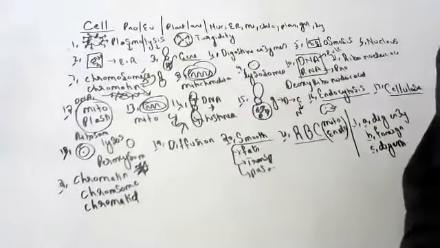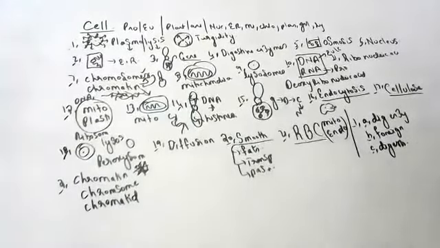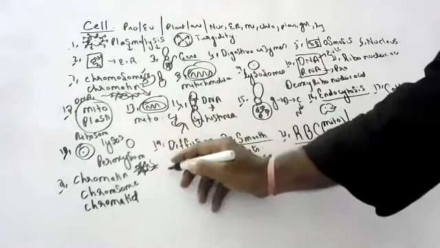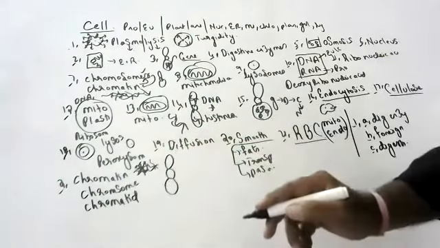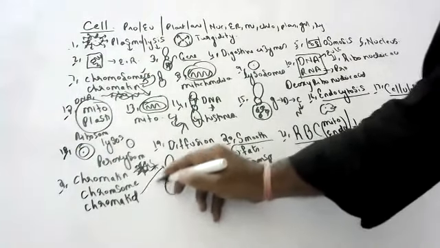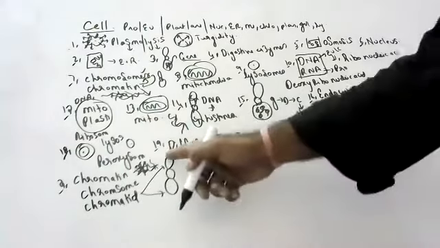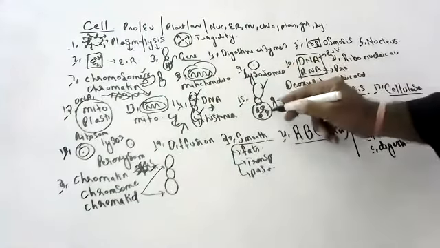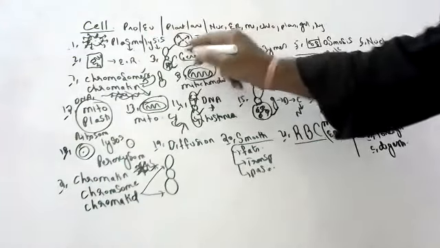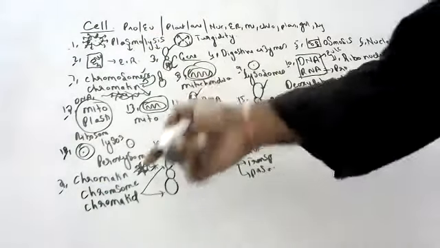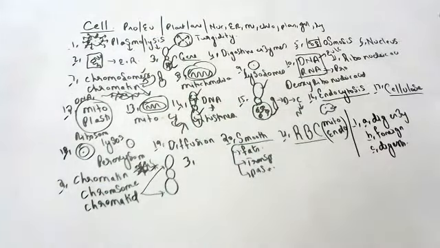Yes, sir. So children, chromatin means thread-like structures. Chromosomes are present in the form of thread-like structures when the cell is not dividing. The thread-like structures will become chromosomes when the cell is dividing. The arms of the chromosomes are called chromatids. Try to understand. When the cell is not dividing, it is chromatin. When the cell is dividing, chromatin becomes chromosomes.